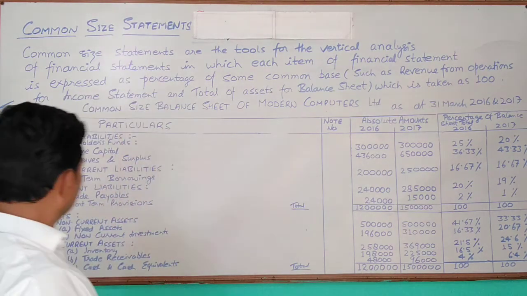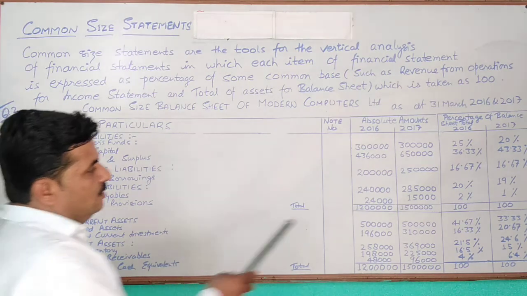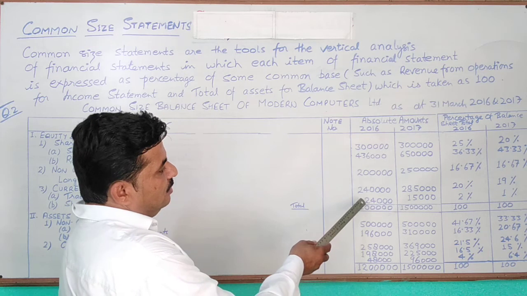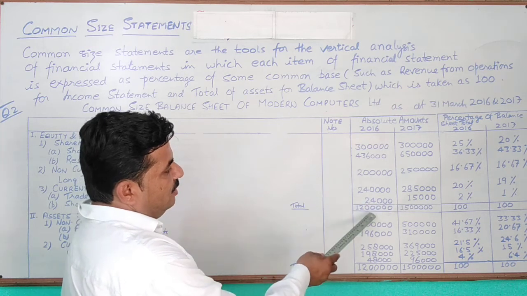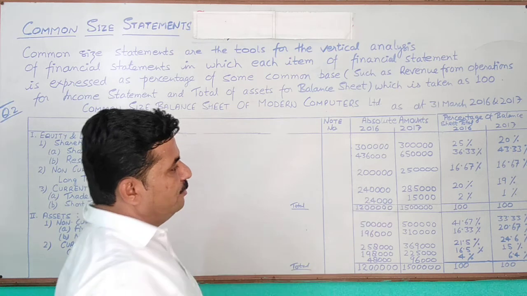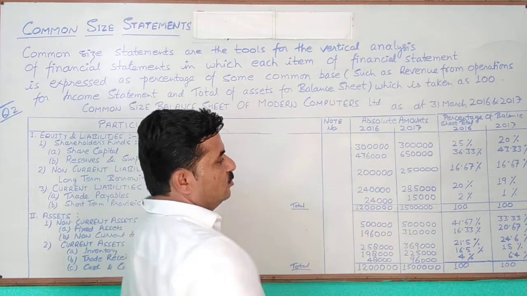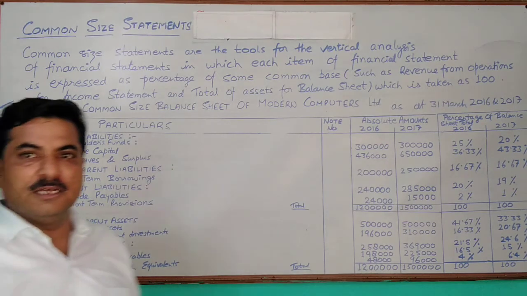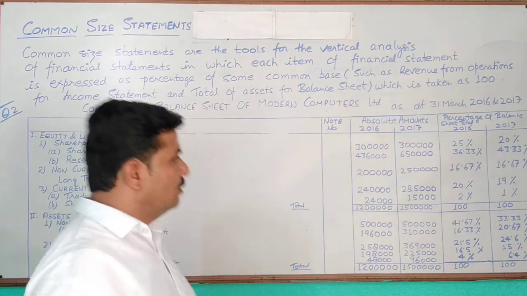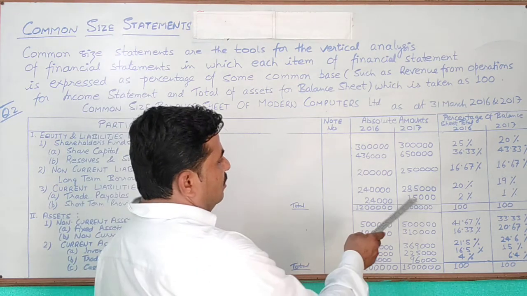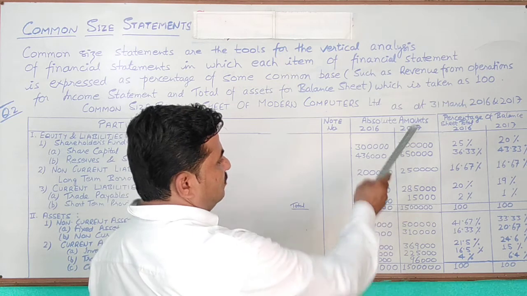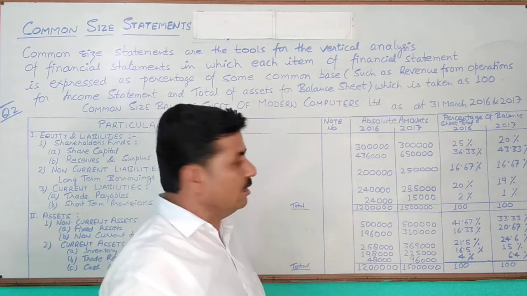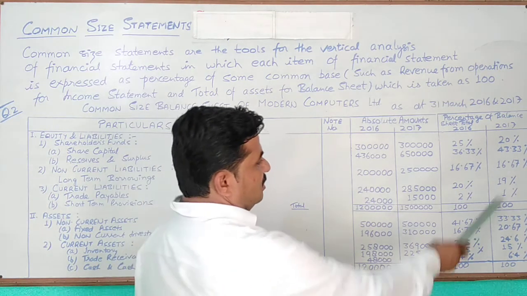And now we talk about short-term provisions, and we get percentage by calculating 2,24,000 divided by 12 lakh into 100, that becomes 2%. So it means short-term provisions are 2% of the total of the balance sheet in the year 2016. Now we take short-term provisions for the year 2017, 15,000 divided by 15 lakh into 100, that becomes 1% of the total.